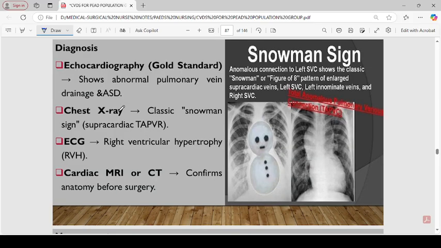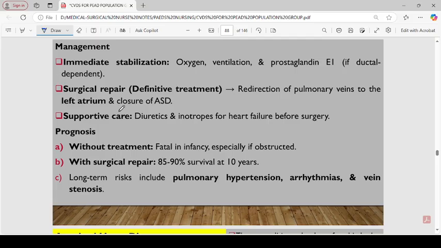You could diagnose this condition using the echo, which is the gold standard, and this one will show abnormal pulmonary vein drainage and atrial septal defect. Chest X-ray will show the classic snowman sign, which is in the supracardiac type. ECG will show right ventricular hypertrophy, and cardiac MRI or CT scan will confirm the anatomy before surgery.